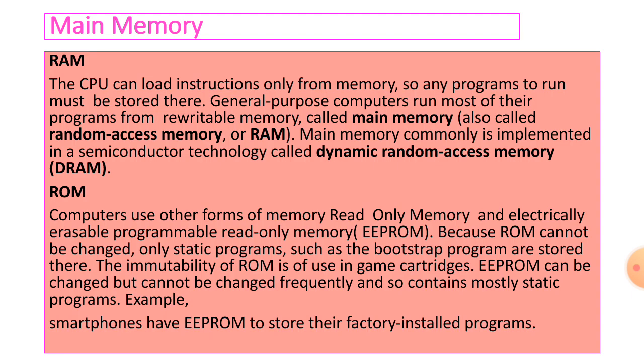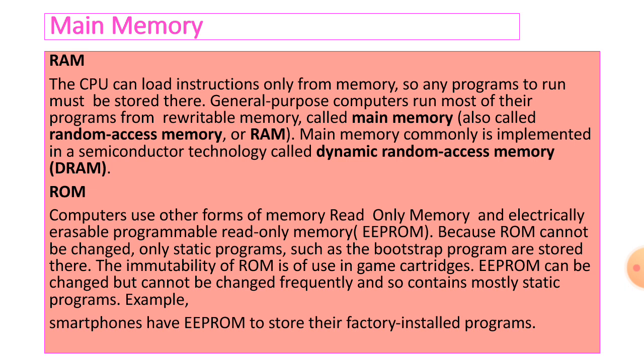Main memory, RAM. The CPU can load instructions only from memory, so any programs to run must be stored there. General purpose computers run most of their programs from rewritable memory called main memory. The main memory is commonly implemented in a semiconductor technology called dynamic random access memory, DRAM. Computers use other forms of memory, such as read-only memory, ROM, and electrically erasable programmable read-only memory, EEPROM.